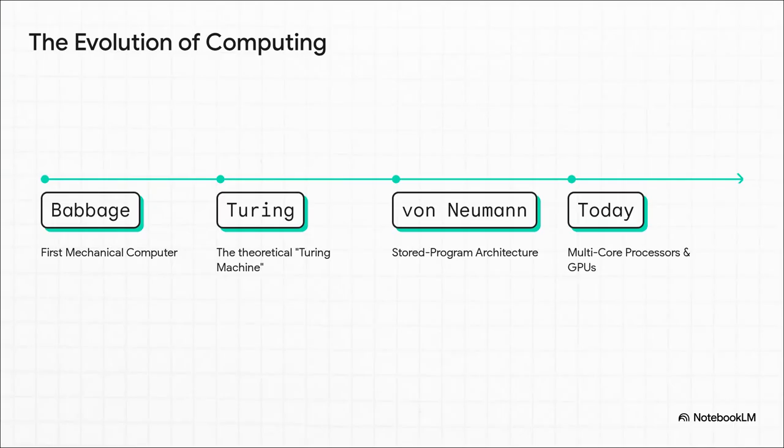You know the device you're watching this on right now? It's the end result of this incredible, long journey. You start with Babbage and his crazy mechanical dreams. You take a giant leap forward with Alan Turing's theoretical machine that defined what was even possible. And then you land on John von Neumann's architecture, the basic blueprint we still use today. It's an amazing story that takes us from gears and levers right to the multi-core processors in our pockets.